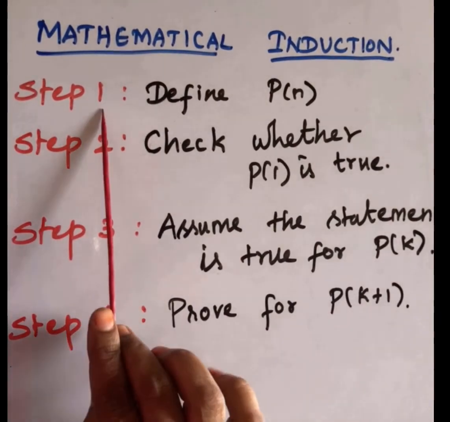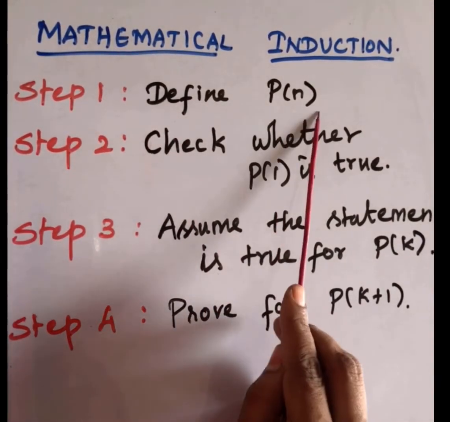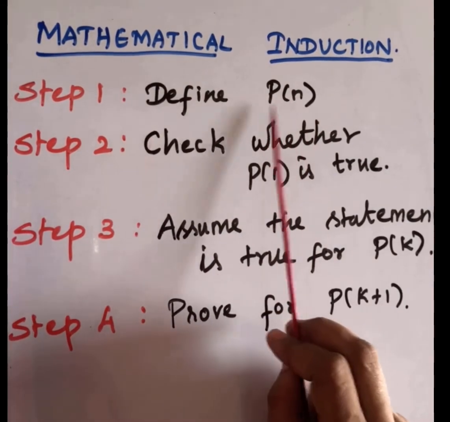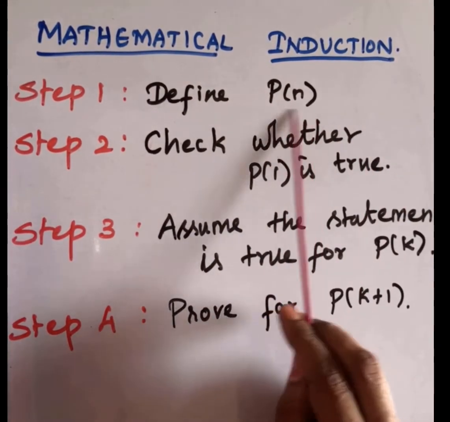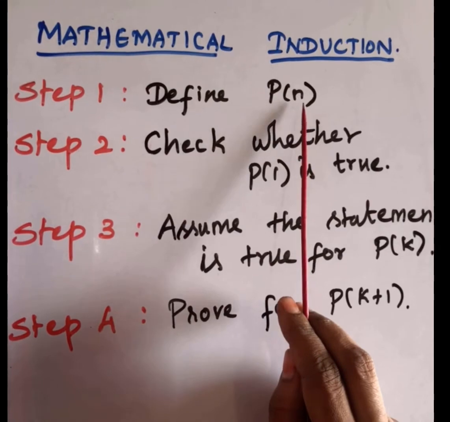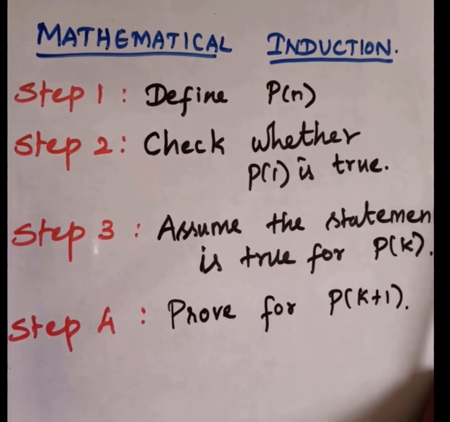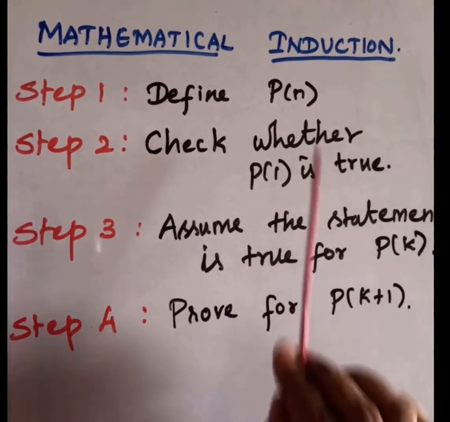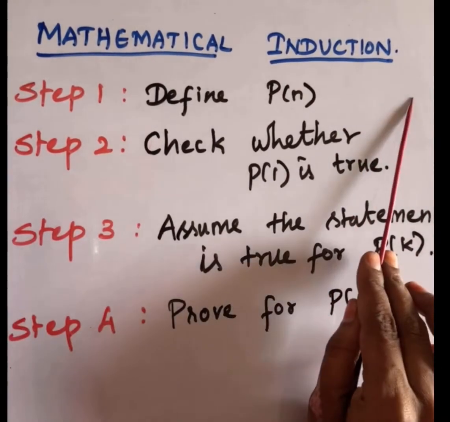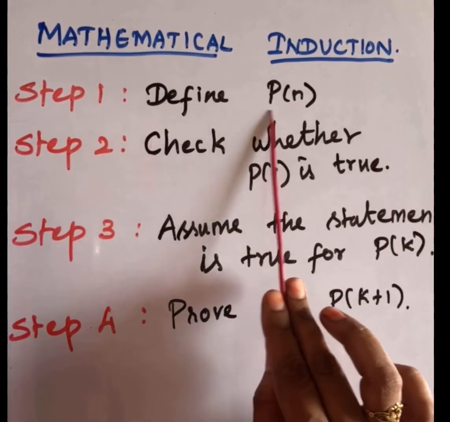The first step: define P of n. You have to take the given statement as P of n. As I said, this concept will be useful to prove mathematical statements, so you take the particular statement which is given as P of n.